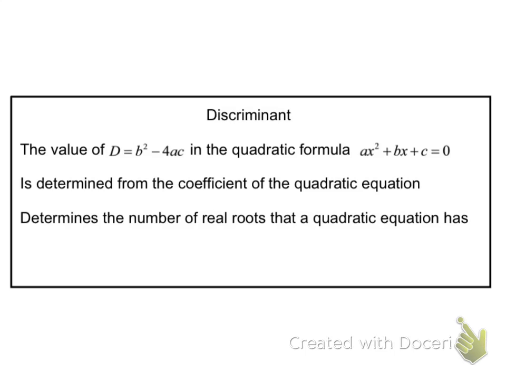The discriminant is determined from the coefficients of the quadratic equation. That means your a, your b, and your c values are taken from your equation. That's given. And it determines the number of real roots that a quadratic equation has without having to do your factoring, without having to use the quadratic formula. So if the question says how many roots are there, you don't need to solve the entire thing. All you need to do is find the discriminant.